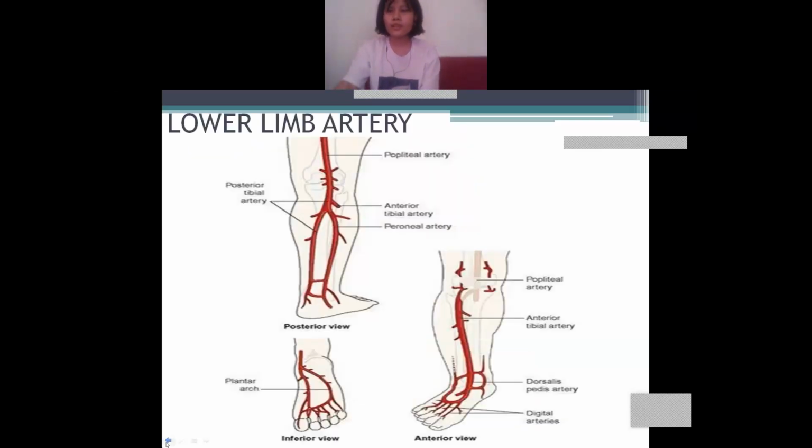Okay. Now let's come to this area. All this area has the posterior side, the anterior side, and the inferior side. First let us see the anterior side, the anterior view. In the anterior view, what will you find? You will find the tibial artery.